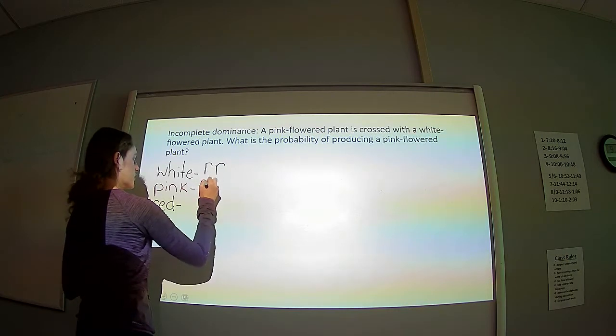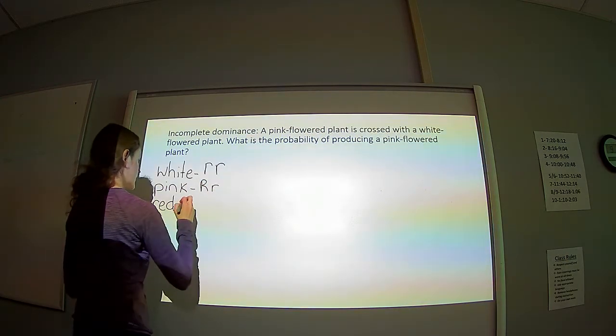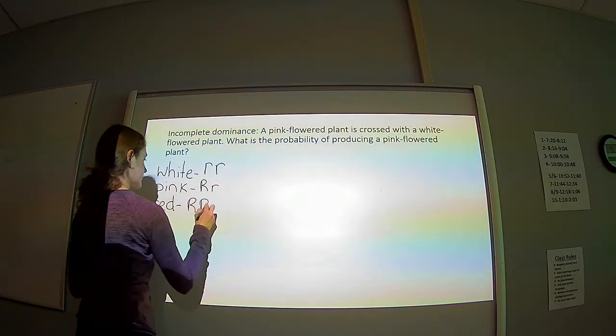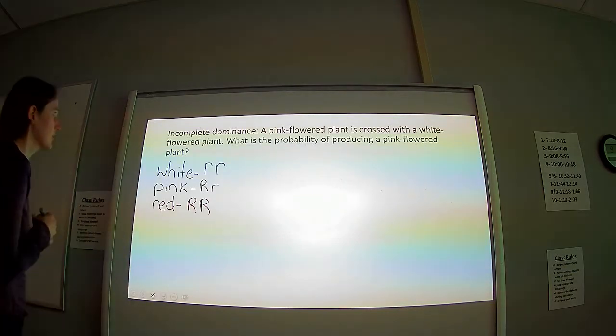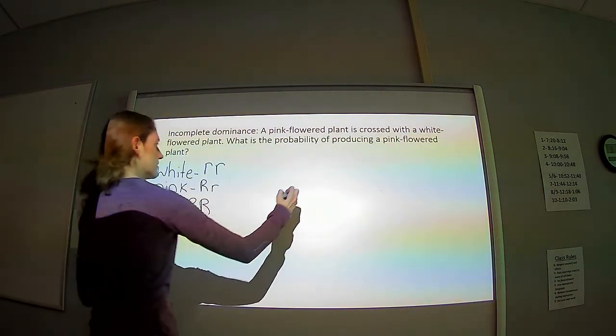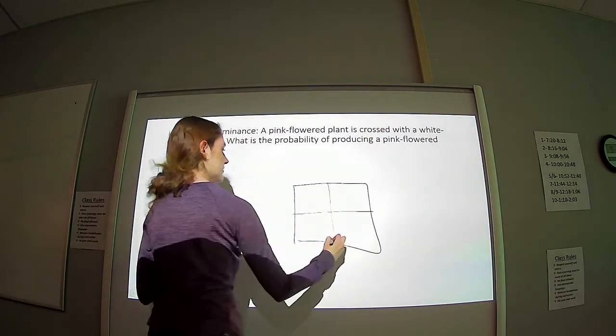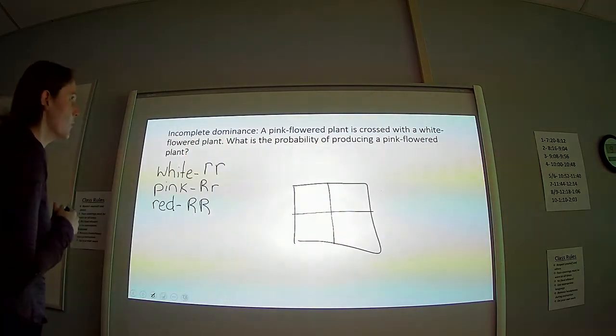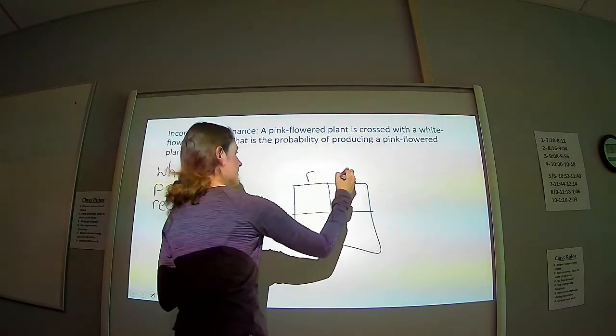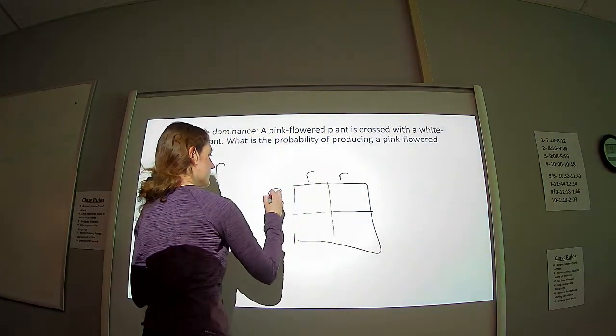So white is generally going to be a recessive one. Punnett square here, I'm crossing a white plant with a pink plant.